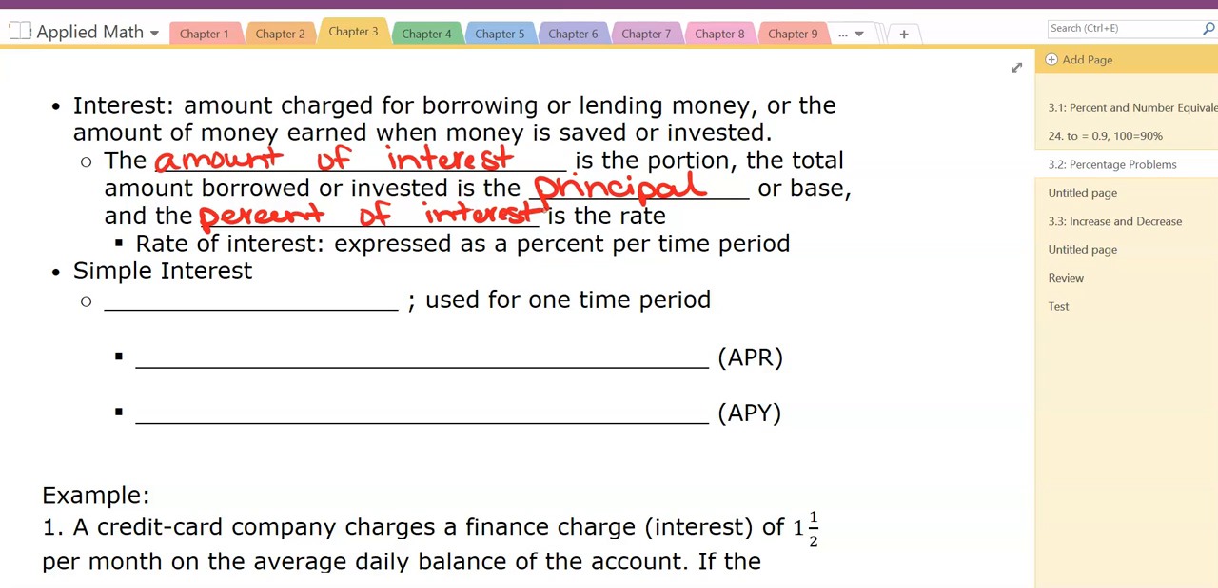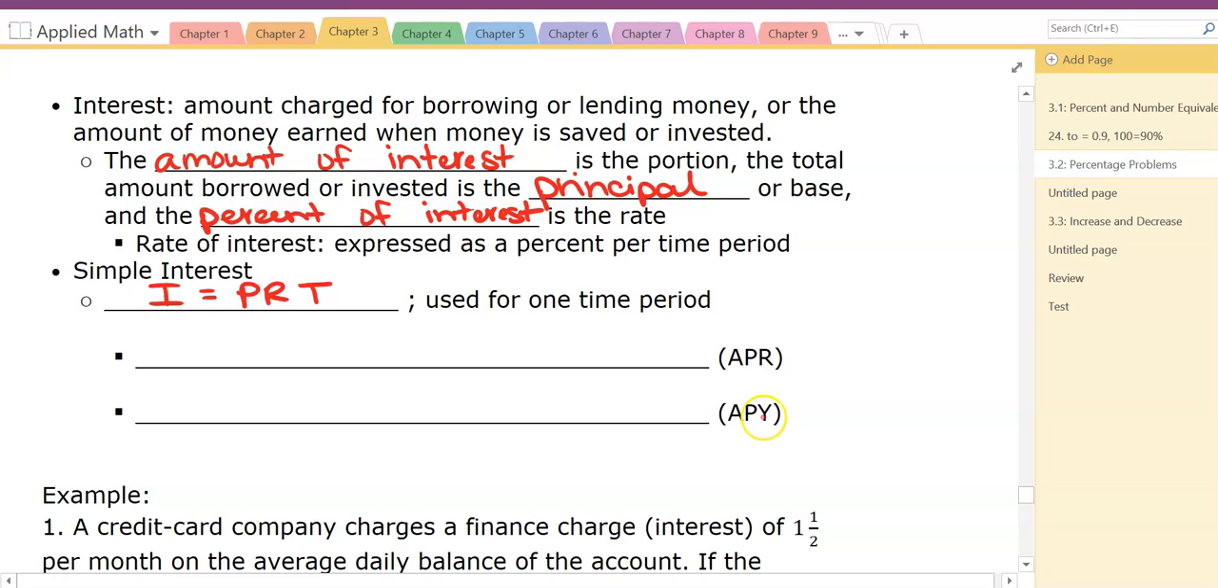Now, simple interest, there's a formula for that. It's I equals PRT. I stands for the interest, P is for your principal, R is for your rate, T is for time. And time is usually done in years. So we think about how much of a year period we're talking about. This is used for one time period. So this is not the same thing as compounding interest, where you add money every single year or it compounds every month or every 3 months. It's done one time to figure out how much you made.